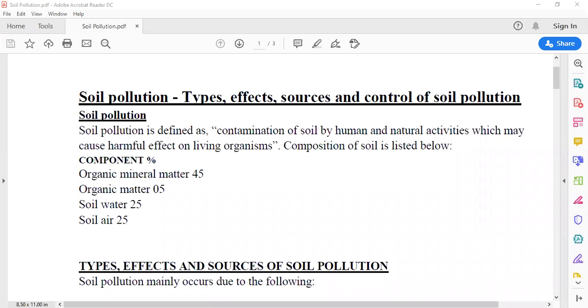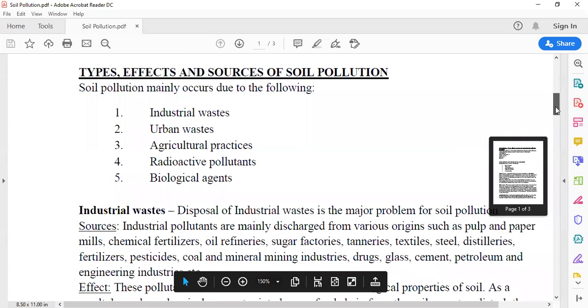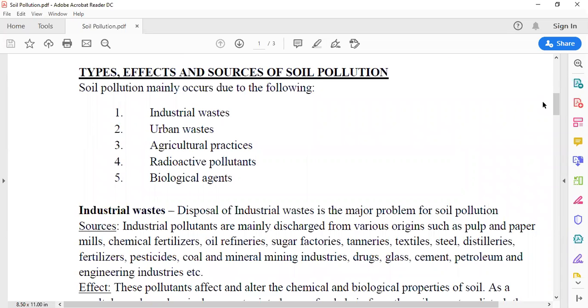Which are the sources of soil pollution? Sources, types, effects, that includes: soil pollution majorly occurs due to the following: industrial waste, urban waste, agricultural practices, radioactive pollutants, and biological agents.